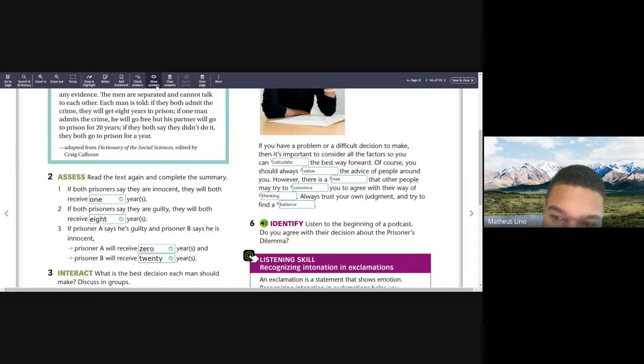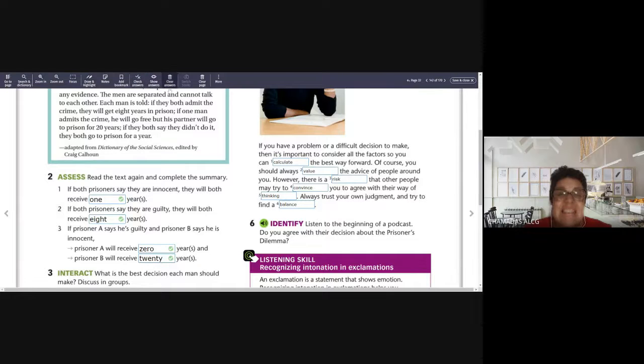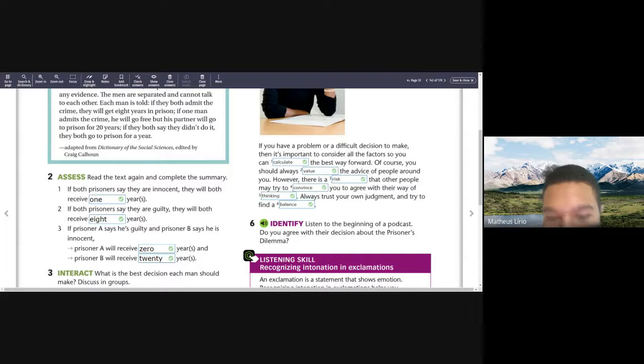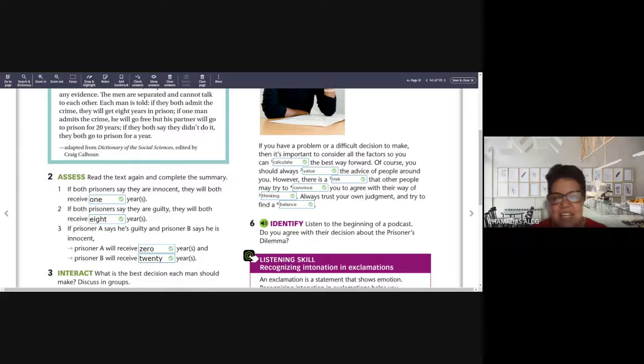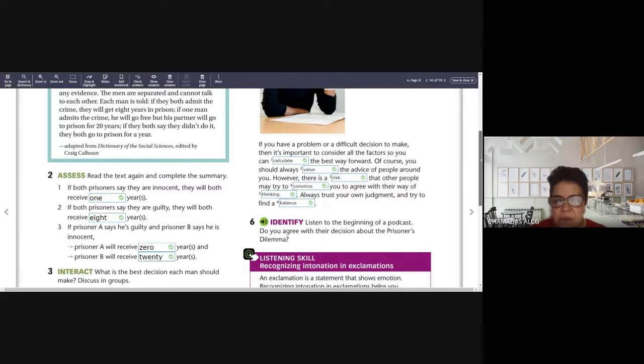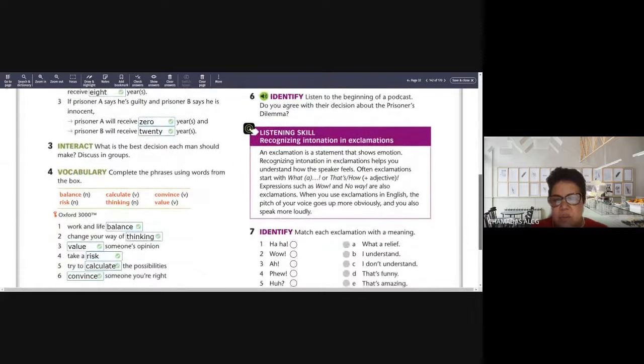Risk in this case would be like a possibility. Yes, that's right. Wouldn't it be better if they just say possibility instead of risk? But yeah, I understand, in that sense. All right.